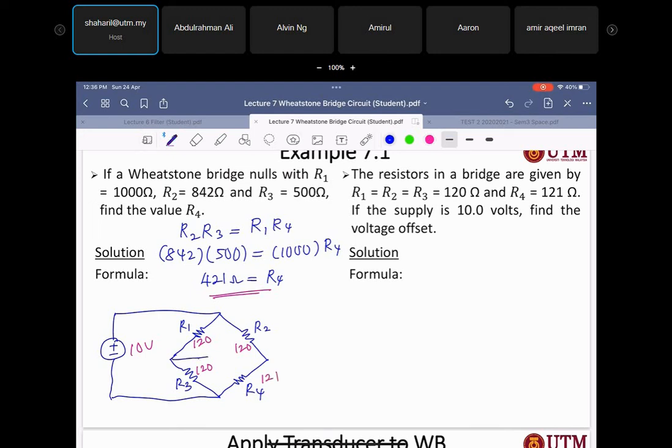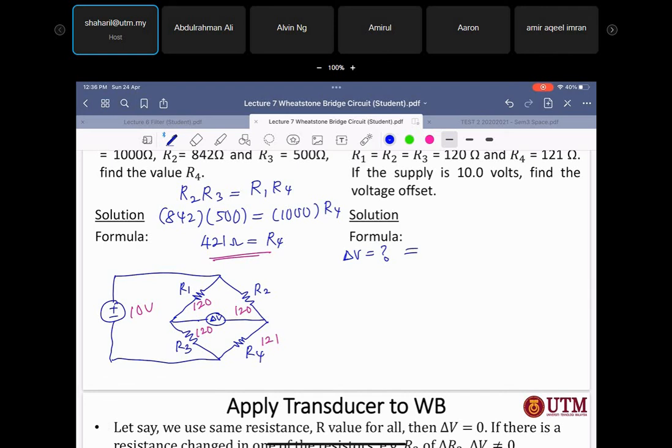So what will be the offset for this one is delta V. The question is what will be the delta V. So delta V equal to VA minus VB, where this point is A and this point is B. So VA is at the resistor R3, 120, so 120 plus 120, so we can get delta V over V in here, minus VB, the point at R4, so 120 plus 121. Then delta V over 10, what do you get here?